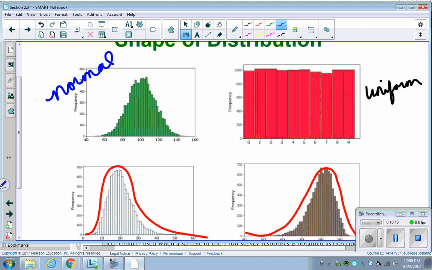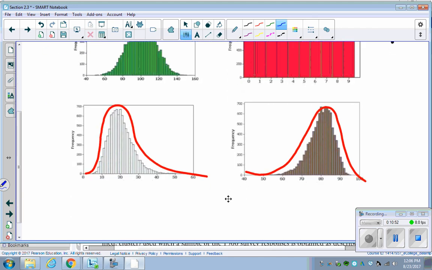The one down here, I'm going up, but I'm being pulled to the right, so it's going to be a positive skew. And this one, of course, is being pulled down. This is like the one that got a 0 on the test while everybody else did really well. This would be negative.